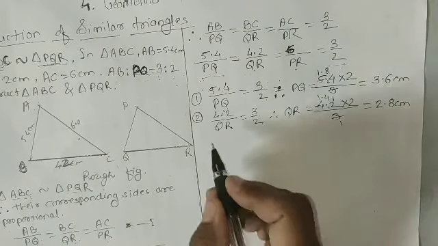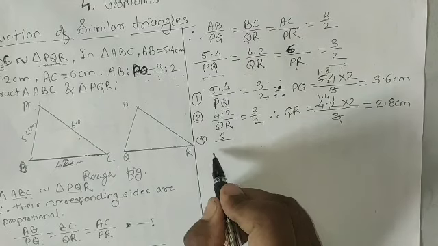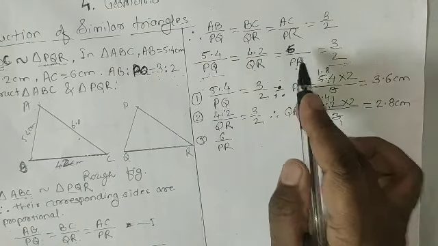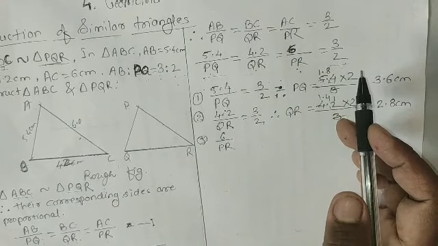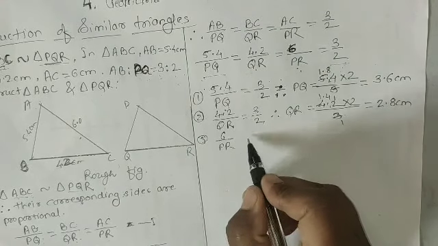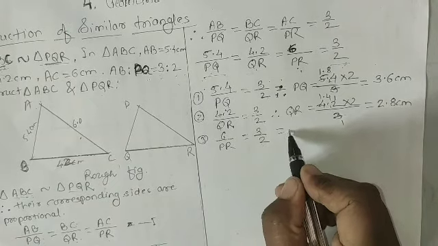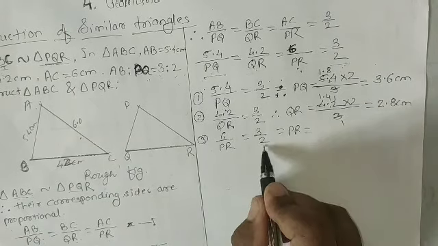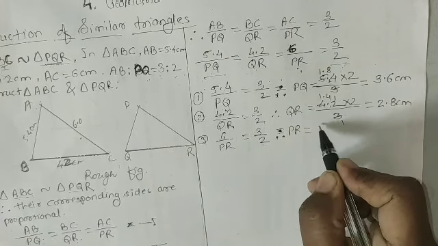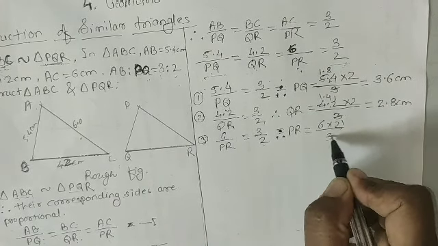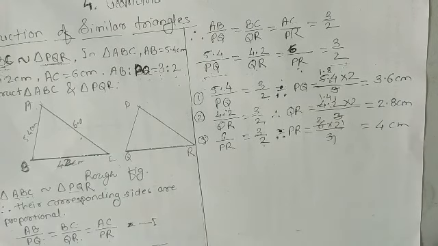Right, now lastly we have to find out the value of PR. So here 6 upon PR equals 3 upon 2, so PR equals, 2 will come here for multiplication. So 6 into 2 upon 3: 3 ones are 3, 3 twos are 6, and 2 twos are 4 centimeter.